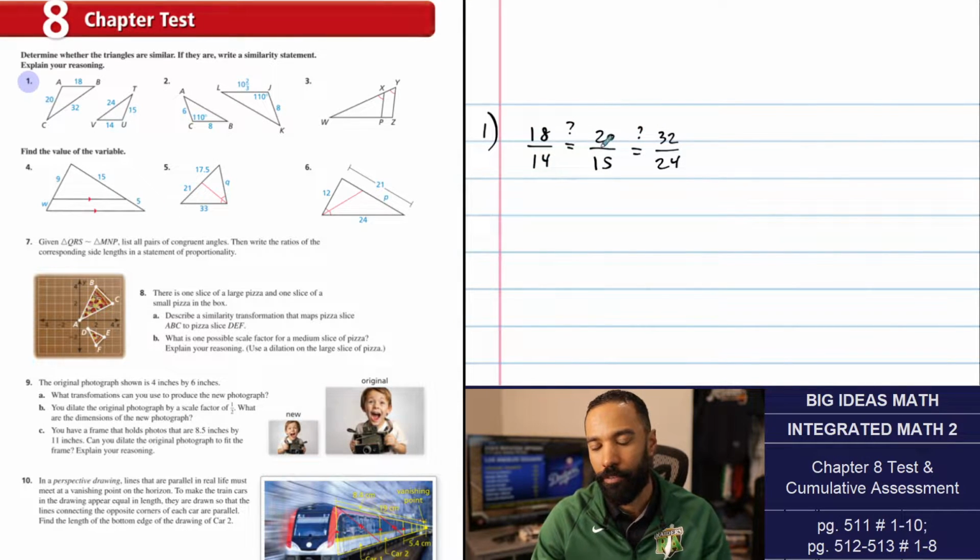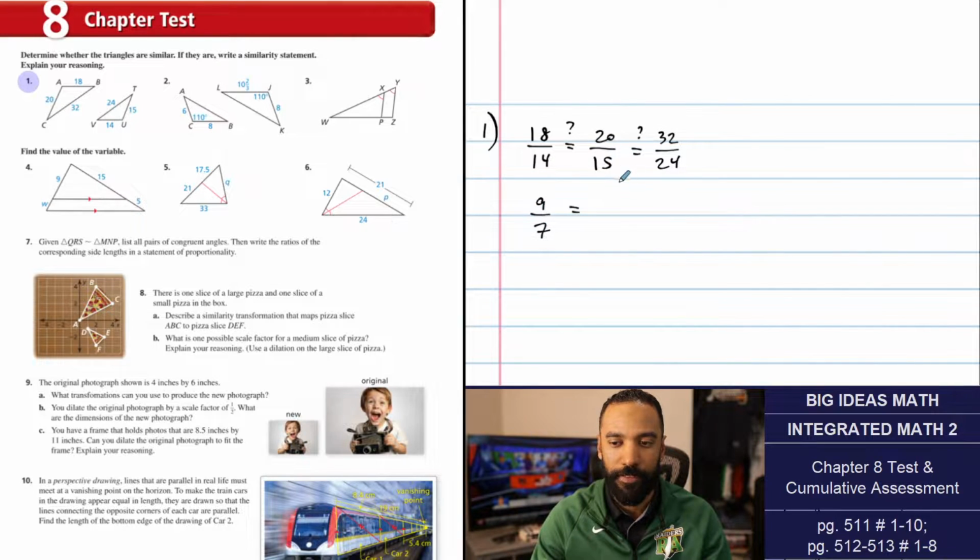Let's see. 18 over 14, you can at most divide by 2 and get 9/7. 20 15ths, you can divide by 5 and get 4.